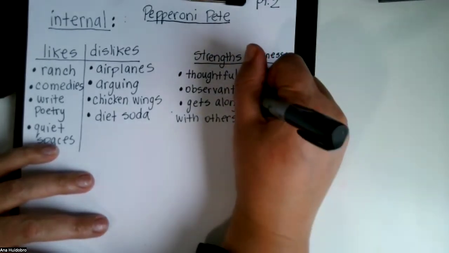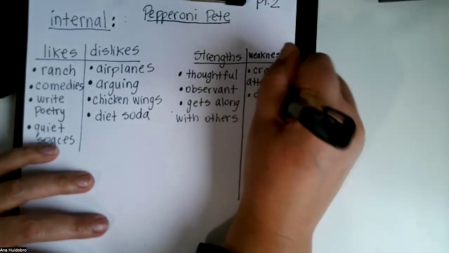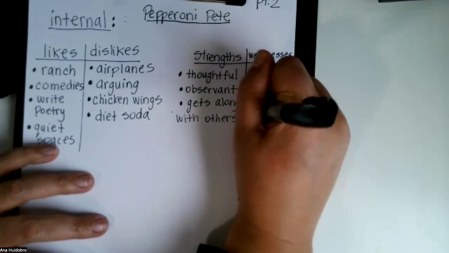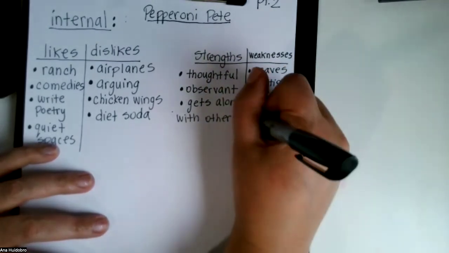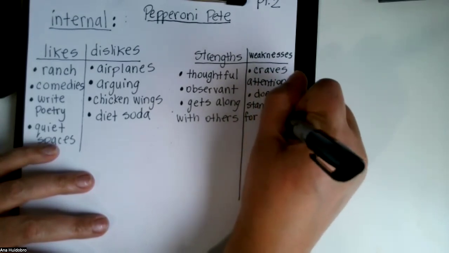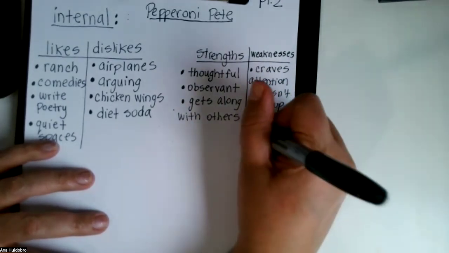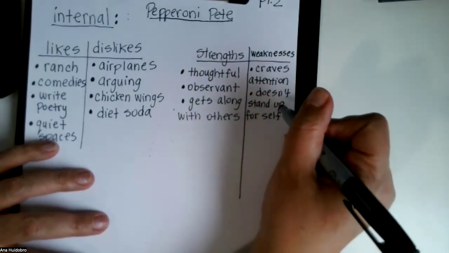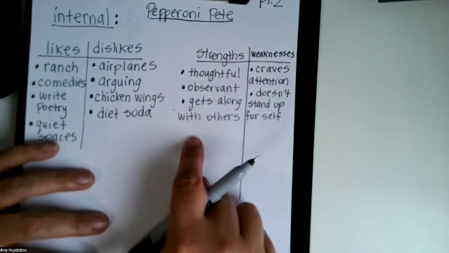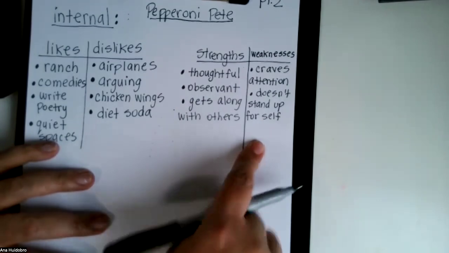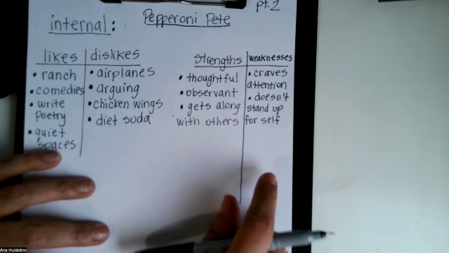And sometimes because he gets along with others, he doesn't always stand up for himself, and he gets taken advantage of. And then sometimes he gets upset or he starts feeling bad because he's taken advantage of. But the reason he's taken advantage of sometimes is that he doesn't stand up for himself. Okay, so here are my strengths and here are my weaknesses for the character Pepperoni Pete. Why don't you go ahead and make up your own for your character?